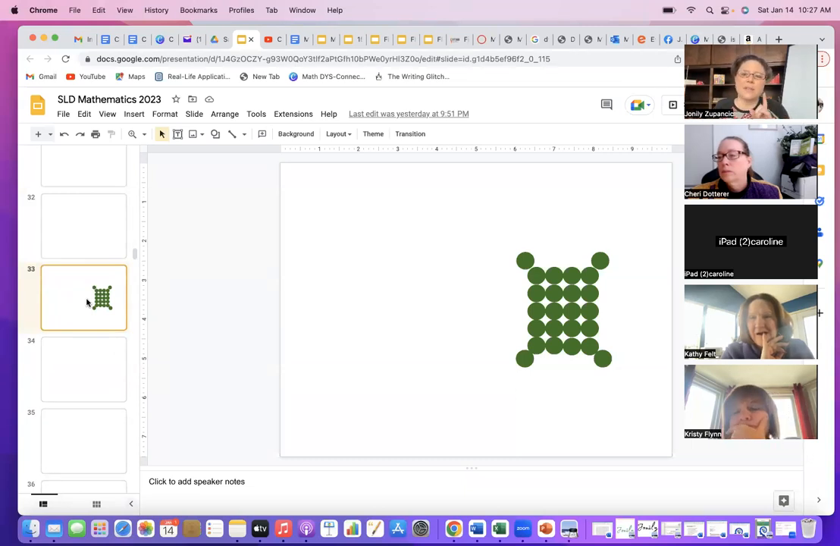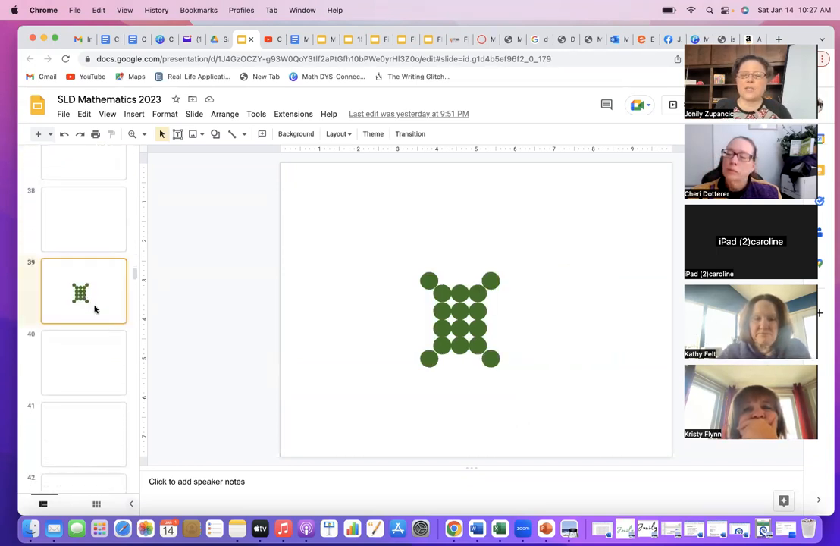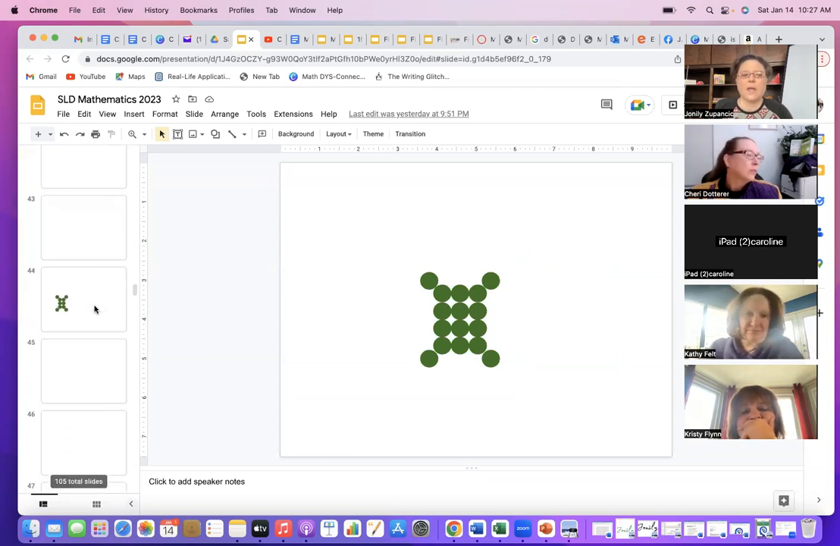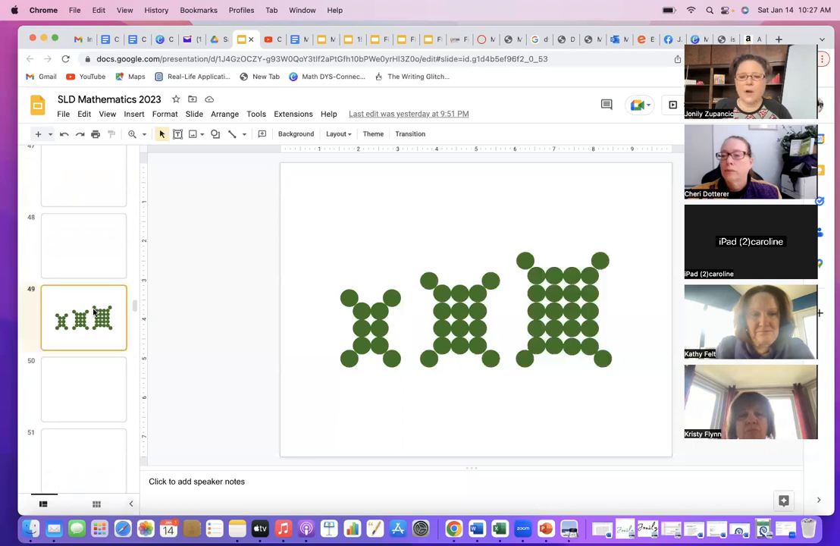I'm going to now tell you that this is stage 3 of a growing pattern. This is stage 2 of that growing pattern. This is stage 1 of that growing pattern. And here are all 3 stages together. Now, what would I ask students to do next with this pattern? What would I say next?